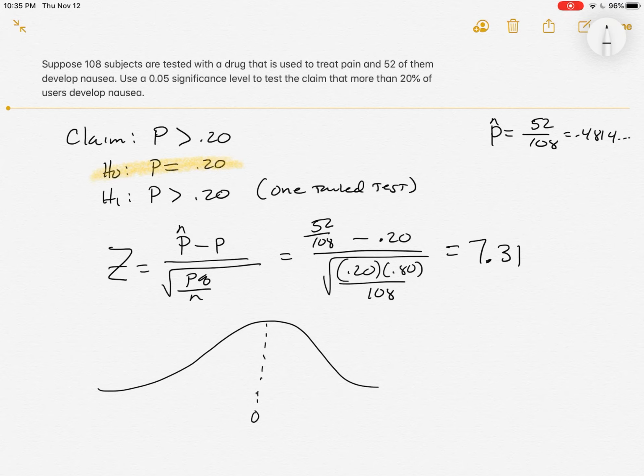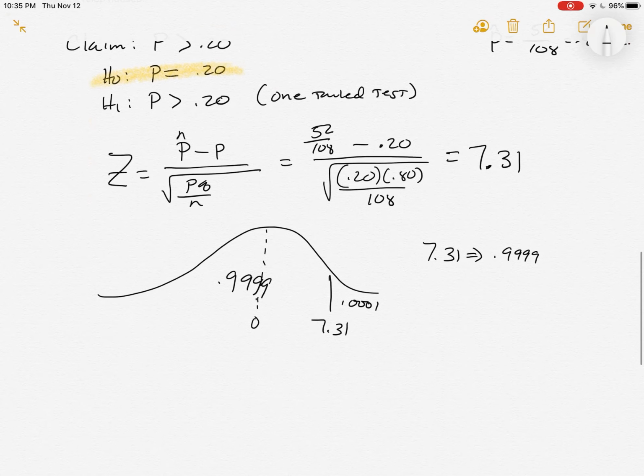The p-value method is to plot that z of 7.31. When you look up 7.31, you're not going to be surprised that it's in the 3.5 and higher category. And so we know that down here is 0.9999, so this is 0.0001. So what's the p-value? The p-value is 0.0001. Why does it stay that way? Because it's that times the number of tails. And the number of tails is 1, so it's just 0.0001.